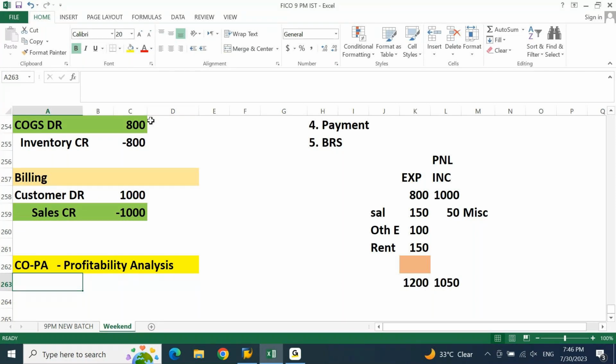But whereas my intention is to look at the product level profitability. For that, I'm not supposed to depend on the financial reporting. I will be dependent on my COPA reporting. COPA reporting is part of controlling module.